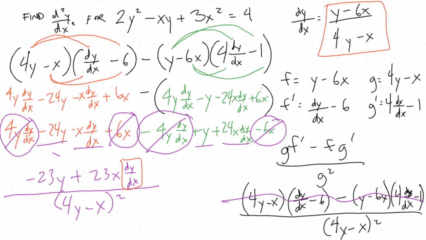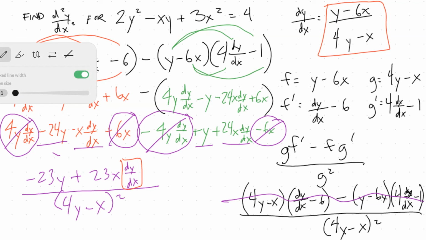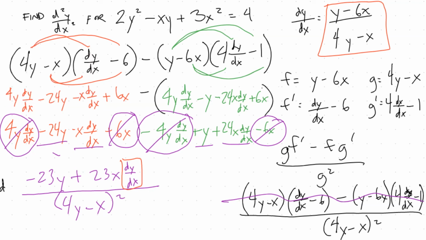So we have to go back, and instead of entering this in as what the second derivative is, because remember, we were trying all this time to find the second derivative, and it's equal to this. But remember, we can't have the derivative in there. We've got to get rid of that dy dx, and the way we're going to do it is by substitution.